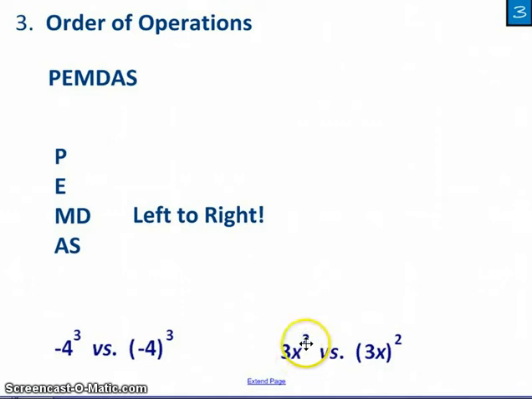Well, PEMDAS says the first thing I deal with is the exponents. 2 squared is 4, and then 4 times 3 is 12. So this, evaluated, would be 12. Evaluating this one though, I'd have to do the 2 times the 3 first. I have to do what's in the parens first. 2 times 3 is 6. 6 squared is 36. So again, when you evaluate these two, this becomes 36, whereas that was only 12.